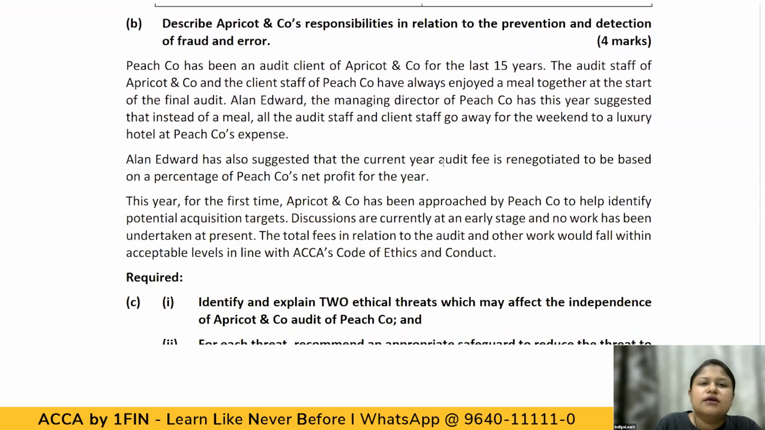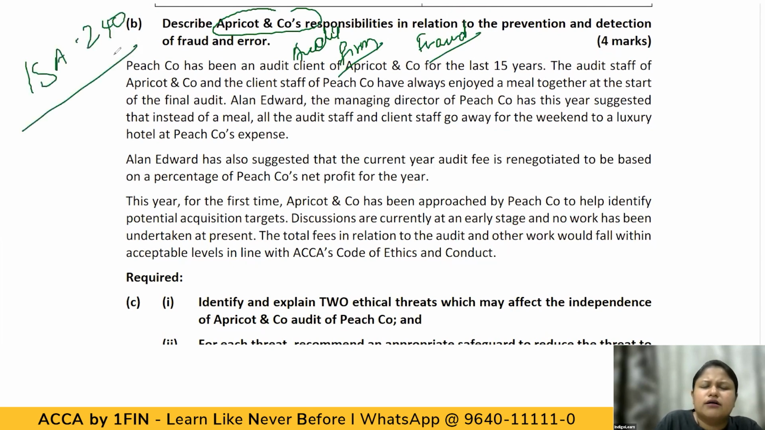Correct? Then describe Apricot company's responsibility in relation to the prevention and detection of fraud and error. So this is a straight question which talks about Apricot company's responsibility, that is the audit firm's responsibility. So when you talk about the audit firm's responsibility in this particular area, fraud has been committed. So you have to give all the responsibility with respect to ISA 240. If you even cannot remember it properly, you have to understand that the auditor's primary responsibility is to obtain reasonable assurance that the financial statements are free from material misstatement, whether due to fraud or error. Then he has to see whether there are fraudulent indicators, whether controls are in place.